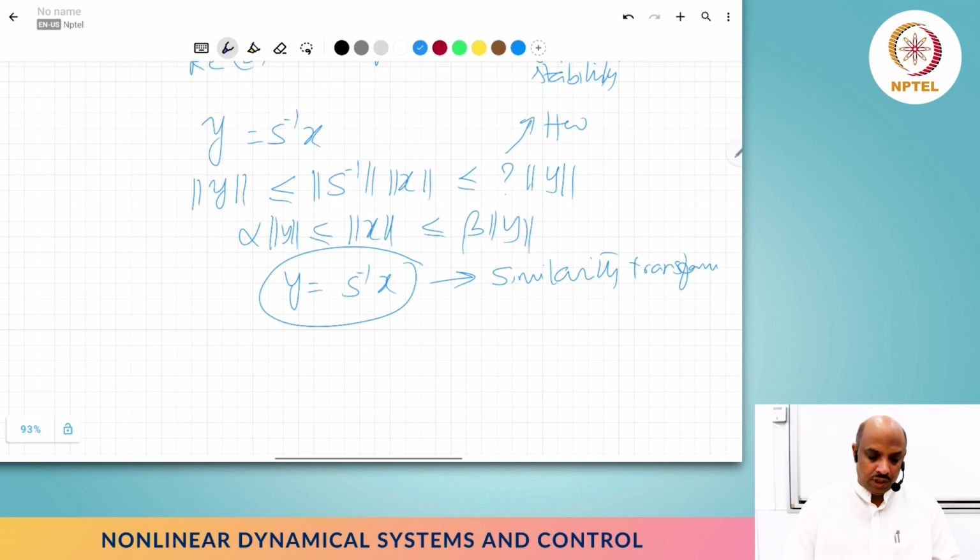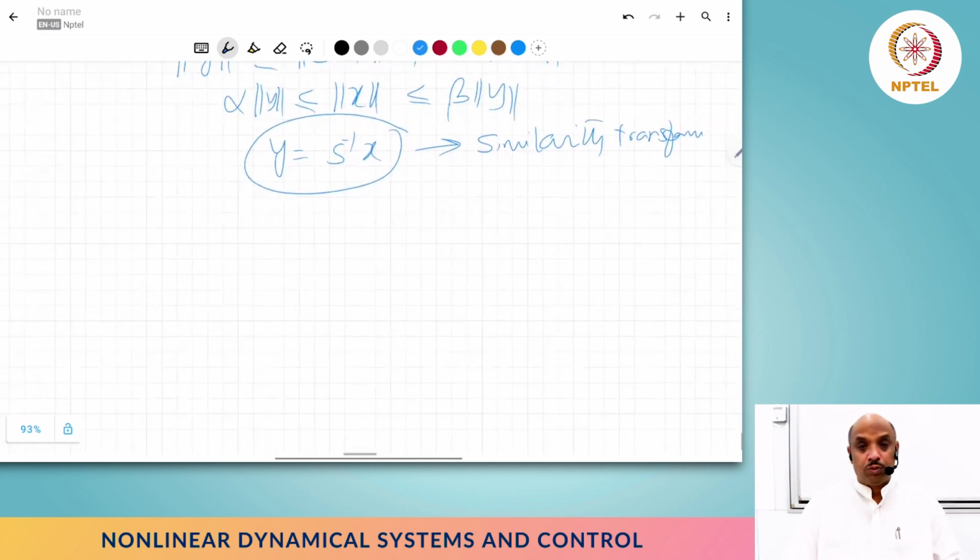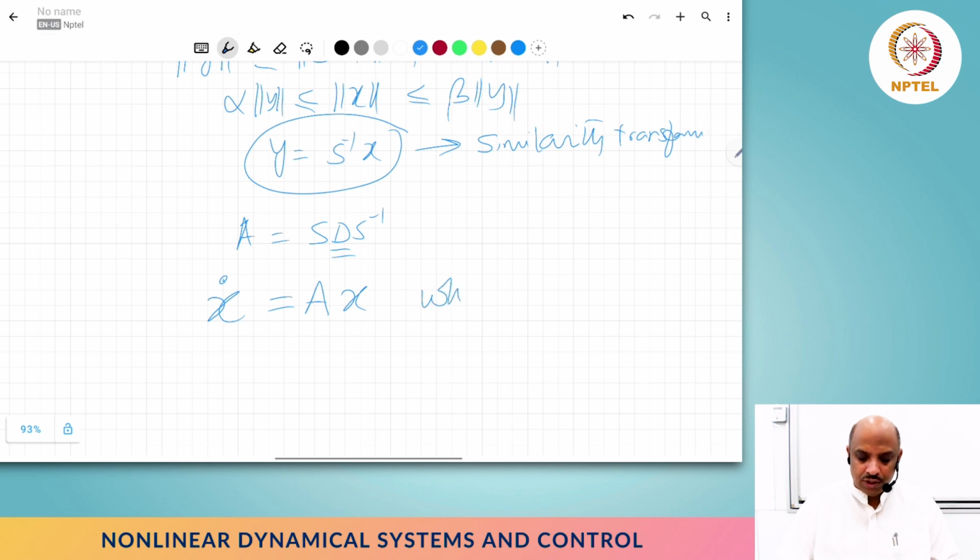So, one more thing. If we have something like A equals S D S inverse, where D are the eigenvalues of A, then we can directly conclude about A in terms of its stability, where A is diagonalizable.